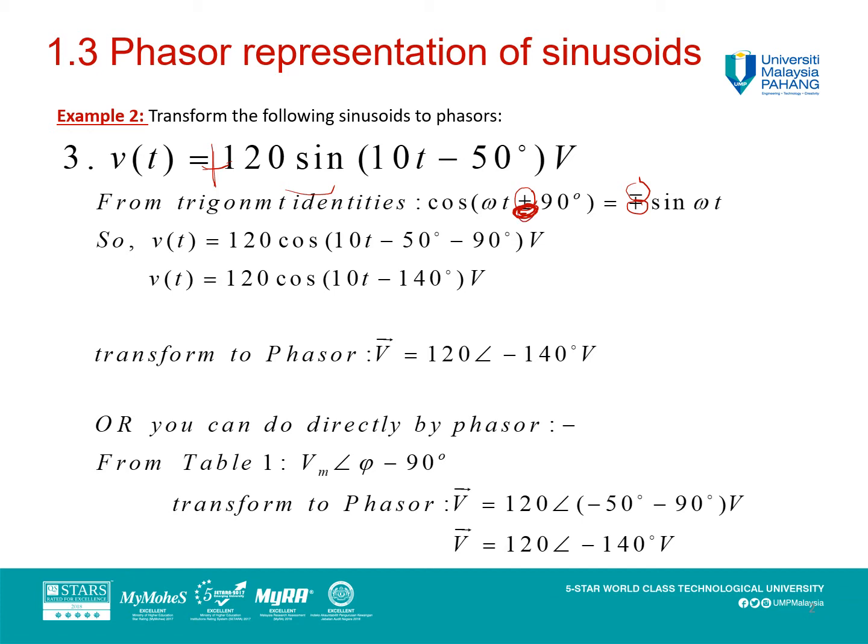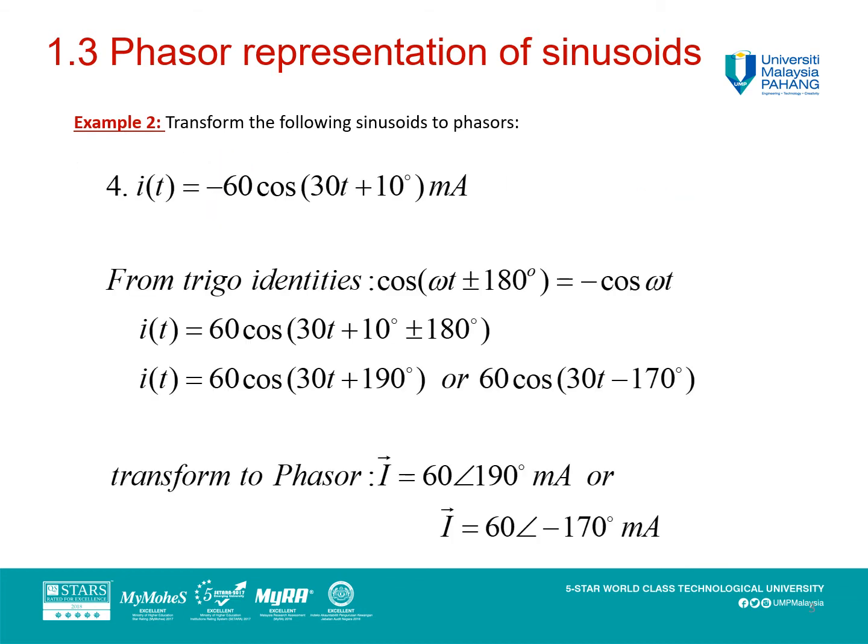All right, so from the equation 120 sin(4t - 50 degrees), for the reference you subtract 90 degrees. You get the new value of your phase, having done the conversion to cosine, and then you can transform to phasor. So 120, the angle is -140 degrees volts. Or you can directly use Table 1 in this chapter, just subtract 90 degrees, and you get the answer directly.